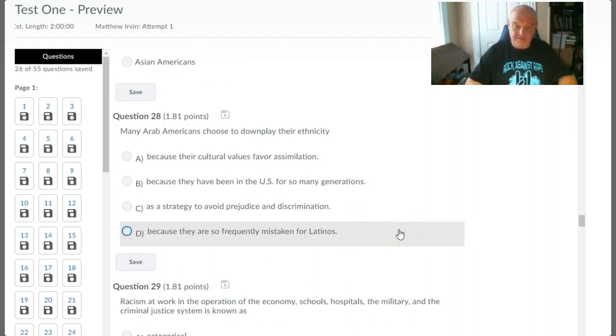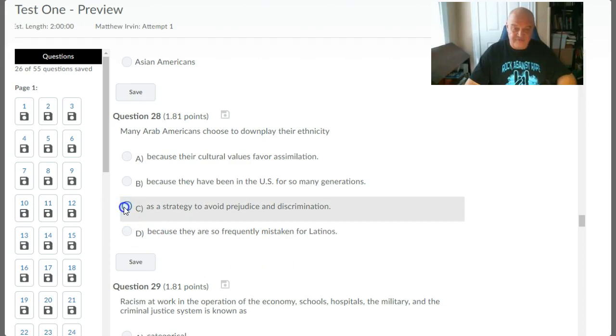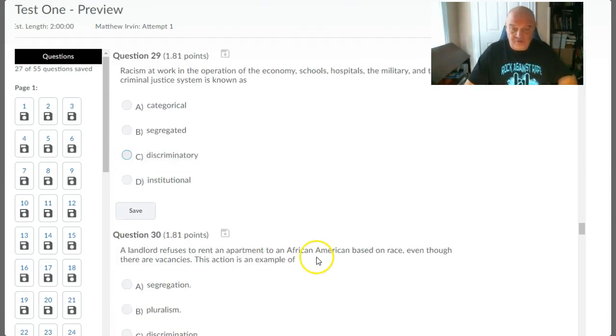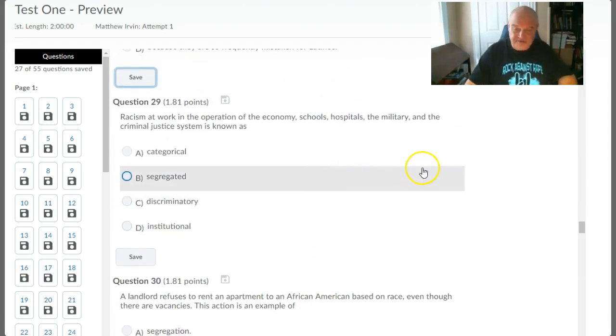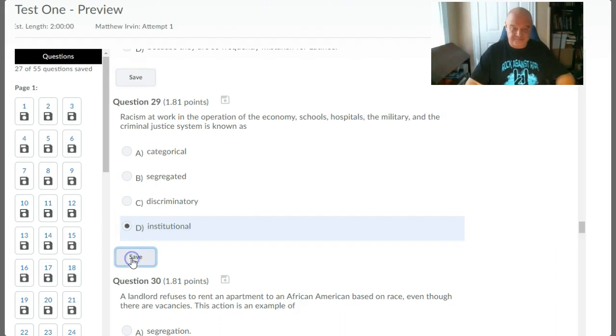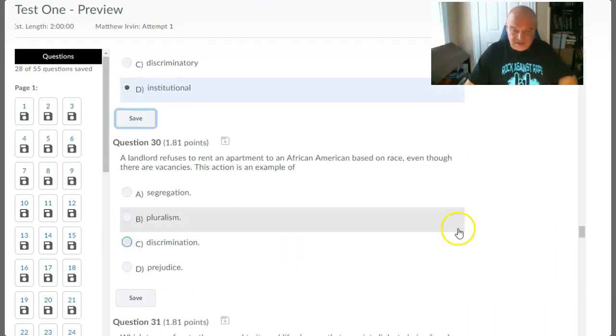Question 28. Many Arab Americans choose to downplay their ethnicity as a strategy to avoid prejudice and discrimination. Racism at work in the operation of the economy, schools, hospitals, the military, and the criminal justice system is known as institutional racism. A landlord refuses to rent an apartment to an African American based on race, even though there are vacancies. This action is an example of discrimination.